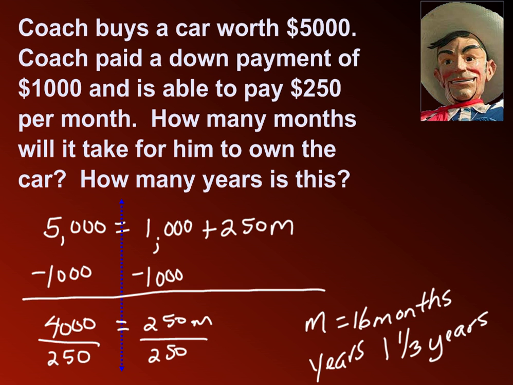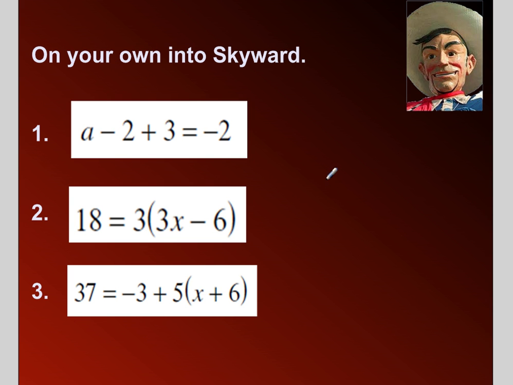Alright. The last 3 are on your own. Number 1, make sure that you combine like terms. Use the algebra tiles. There are algebra tiles on the website. If you like the algebra tiles, go and use them. Number 2, you better make sure that you distribute first. Number 3, please distribute first, and then add your like terms.